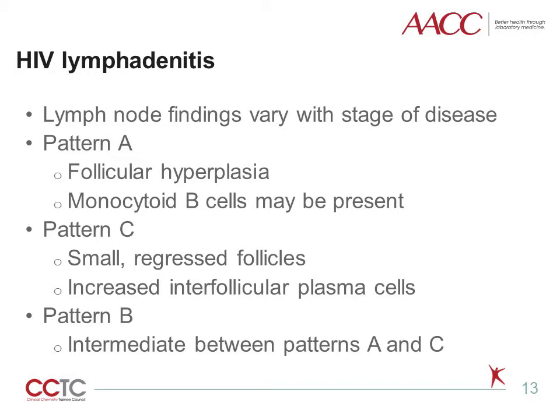The lymph node findings in HIV infection vary with the stage of disease. Patients with acute HIV infection may present with flu-like symptoms, arthralgias, and generalized lymphadenopathy. In early HIV lymphadenopathy, follicular hyperplasia is the most common finding. Monocytoid B cells may be present. This is pattern A. In later stages, lymphocyte depletion may be seen. Follicles are small and regressed, and increased numbers of plasma cells are present between follicles. This is pattern C. Features intermediate between these patterns can be seen in intermediate stages of the disease. Other causes of lymphadenopathy in HIV patients include lymphoma, HHV-8-positive Castleman disease, and Kaposi sarcoma.